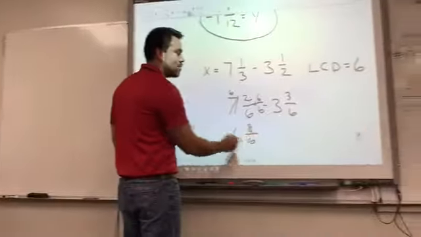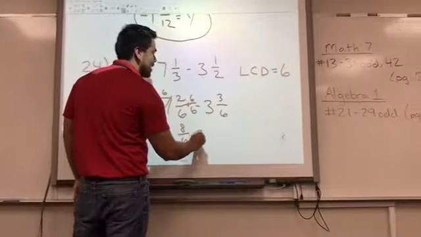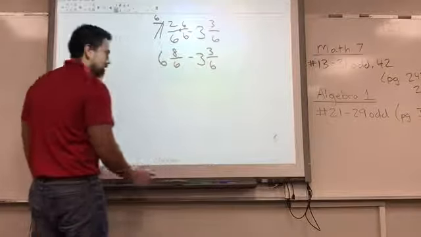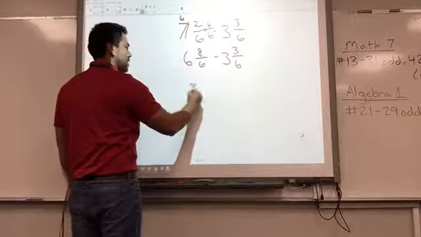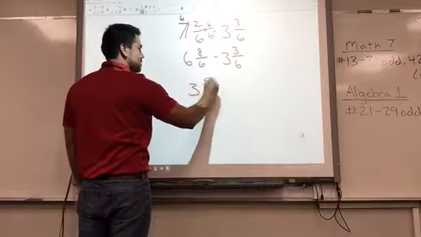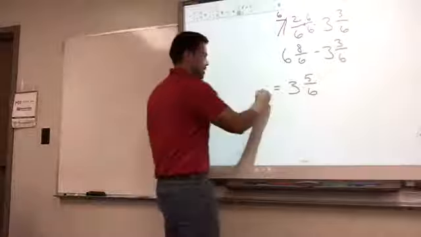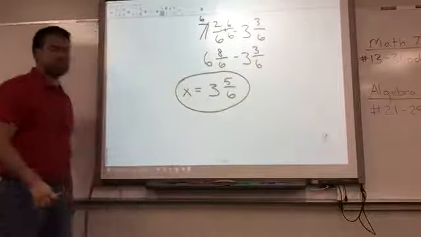All right, but do you guys see how you can rename it here and it's still the same value? Minus 3 3/6. So what's 6 minus 3? 6 minus 3 is 3. And what's the variable? X equals 3 5/6.